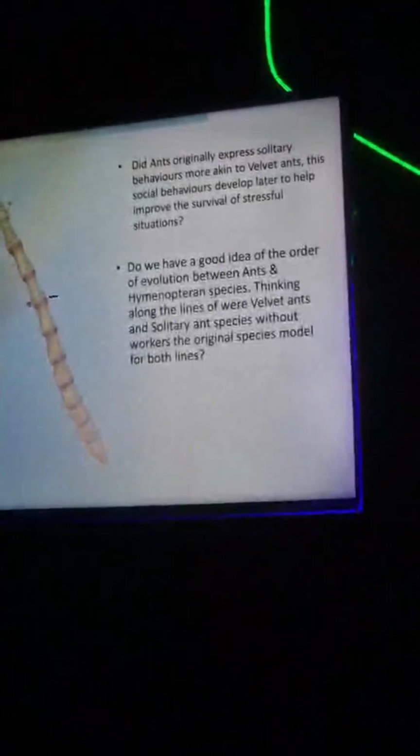And did social behaviours develop later to help improve survival during stressful situations? The second question that came up is, do we have a good idea of the order of evolution between ants and other Hymenopteran species? So thinking along the lines of, what came first? Was it velvet ants? Was it solitary ant species? And was the lack of workers a more original model?